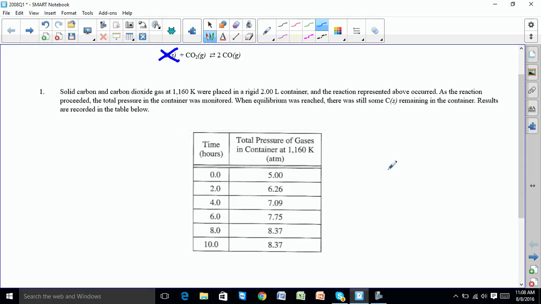The other thing I like about this problem is, when does it reach equilibrium? They'll ask you that. And remember, equilibrium occurs when there's no net change in the container. So right here, the equilibrium pressure is 8.37, probably it should say 12, 8.37. We know that at 8 hours it was at equilibrium. As this reaction proceeds, the pressure changes, and then all of a sudden it stabilizes. I like that about this problem.